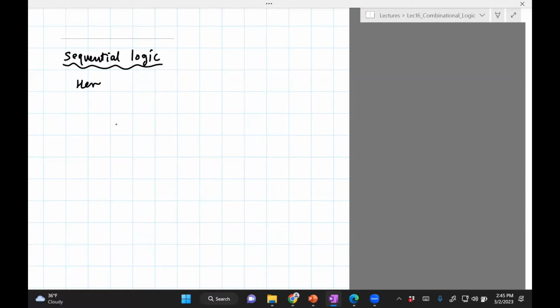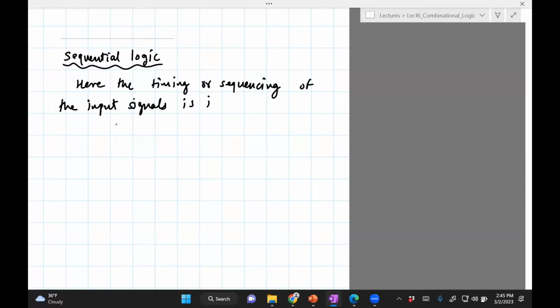So here, the timing or sequencing of the input signals is important, as we'll see in the examples to follow.